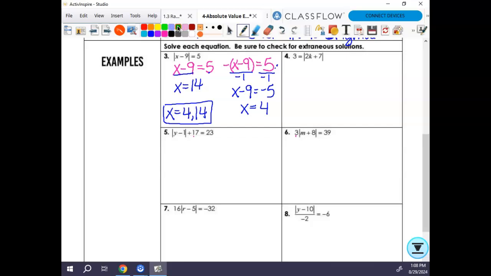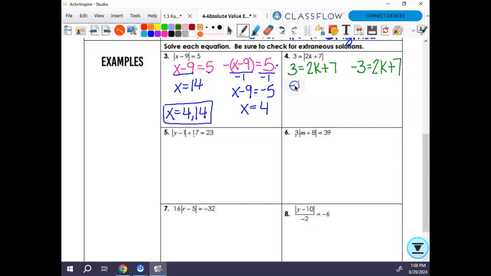All right, so let's look at 4. We are going to take what's inside, and we set it equal to the positive one, so 2k plus 7. And then we set it equal to the negative version of that, 2k plus 7. After that, that should be a super simple equation to solve. Would you agree with that? The solve is not the problem. It's to make sure we set it up and we know how to handle it.